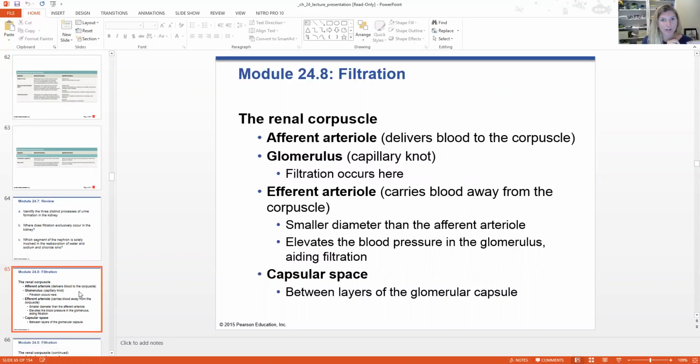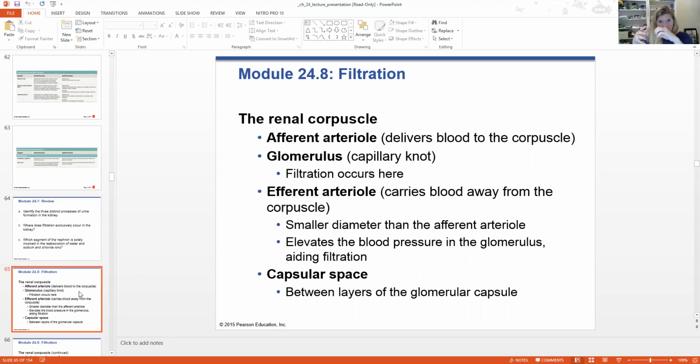So you have your afferent arteriole, which is bringing the blood into the corpuscle. Remember, the afferent arteriole branches from the renal artery. The glomerulus is this big capillary network, which is where filtration occurs. The efferent arteriole is taking the leftover blood inside our capillaries out of the glomerulus to recollect stuff from the peritubular capillaries. The capsular space is the space between the glomerulus and that capsular wall.